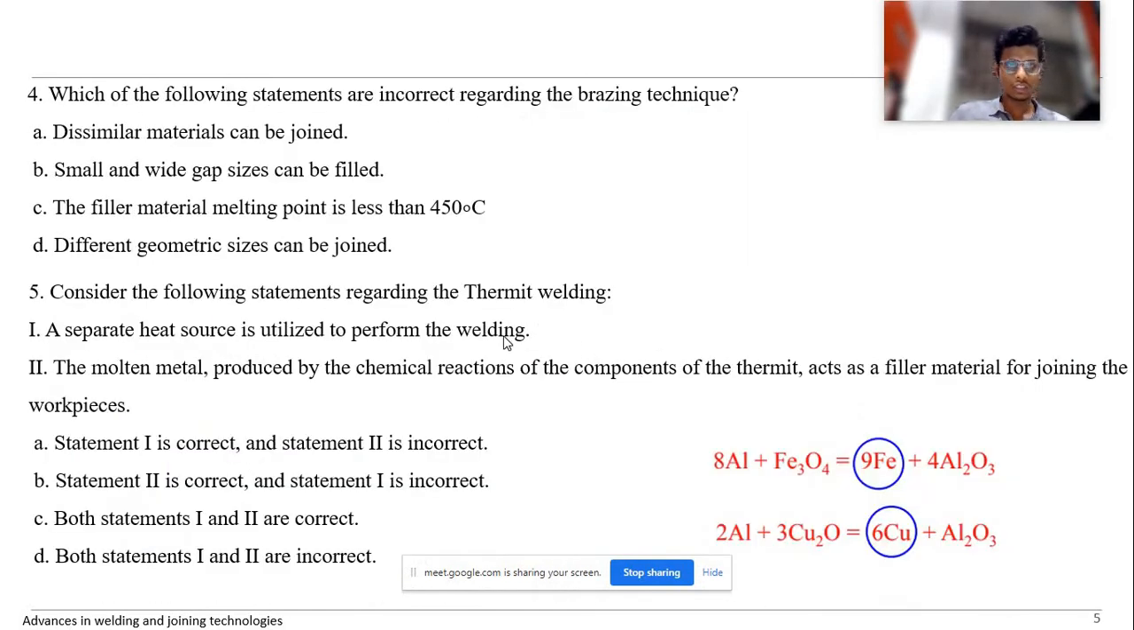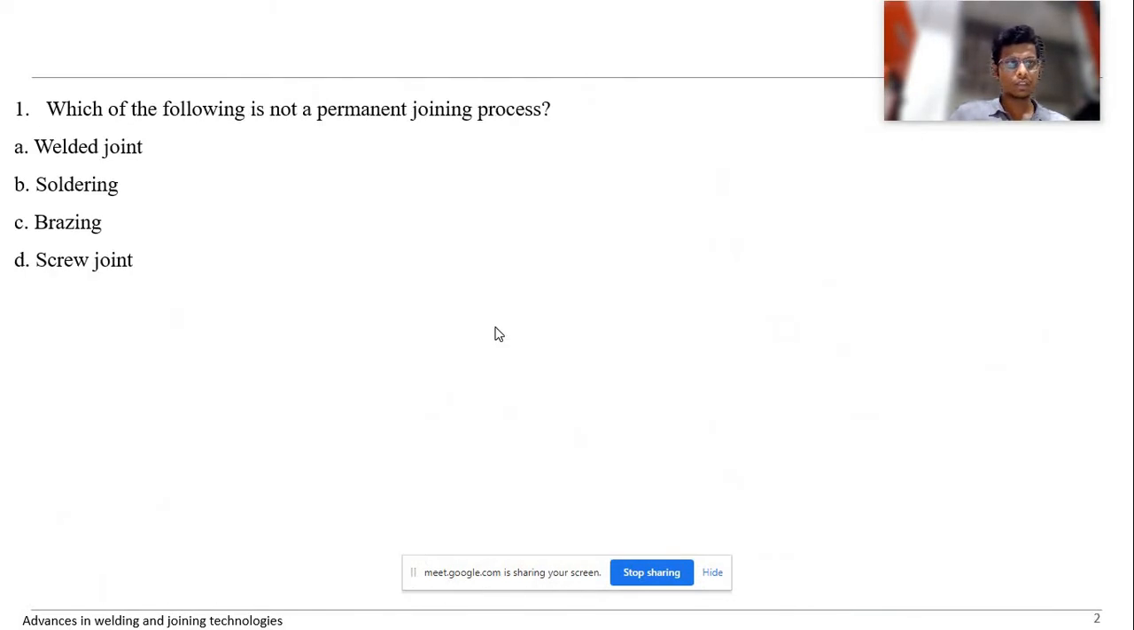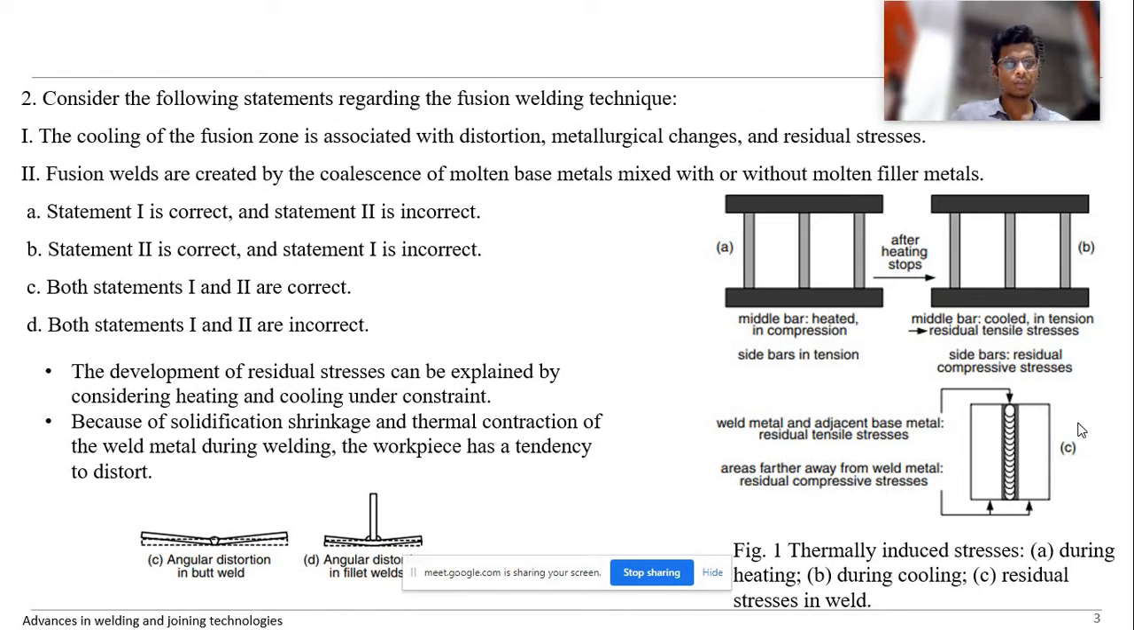Next we'll discuss statement one. Due to the arc or the heat, the base metal is melted and joined. After joining, cooling happens due to convection and radiation losses. The first statement says the cooling of the fusion zone is associated with distortion, metallurgical changes, and residual stresses. Do you have an idea about residual stresses?